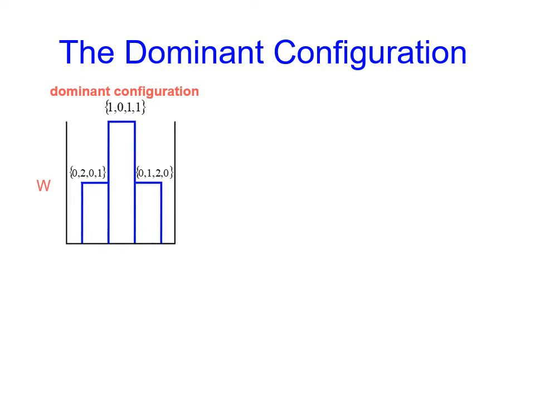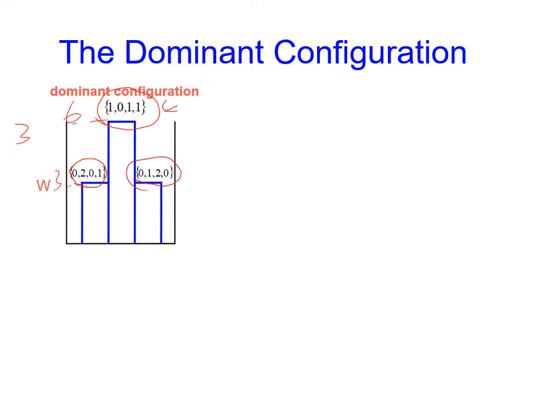Let's use this column chart to show the importance of the dominant configuration. For the simple system containing 3 particles, we showed that there are 3 possible configurations: 0, 2, 0, 1, which has a weight of 3; 0, 1, 2, 0, which also has the same weight of 3; and 1, 0, 1, 1, which has a weight of 6. So this is the dominant configuration because it contains 6 arrangements.